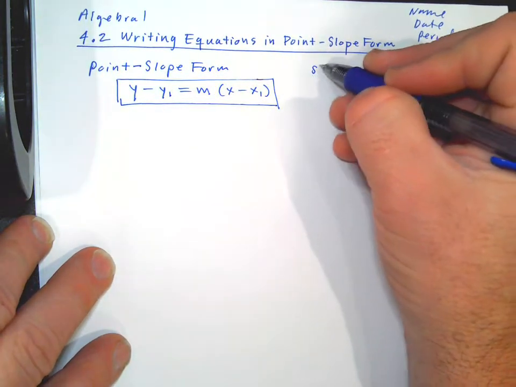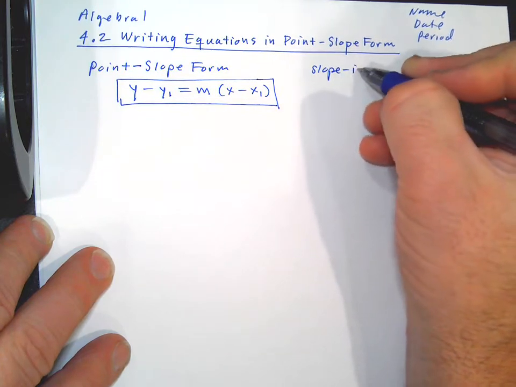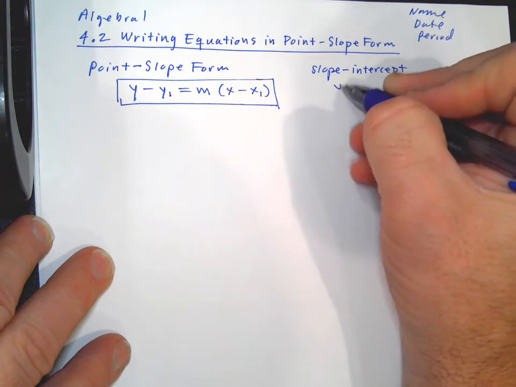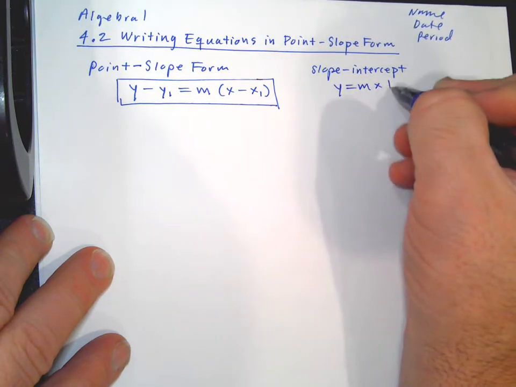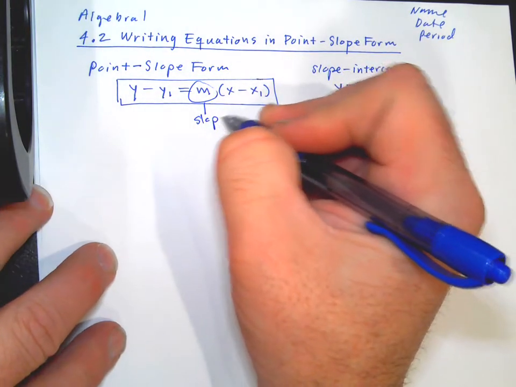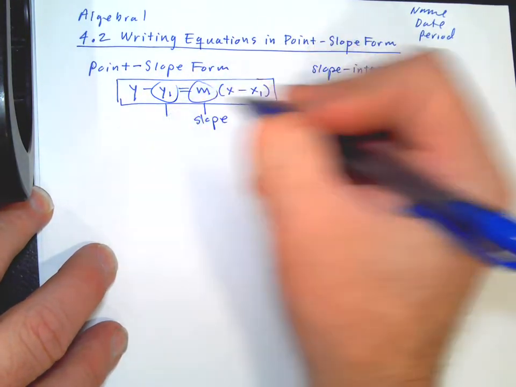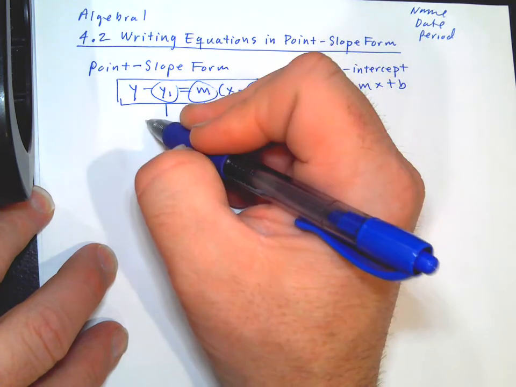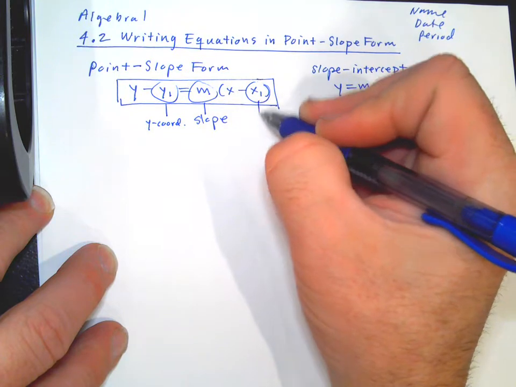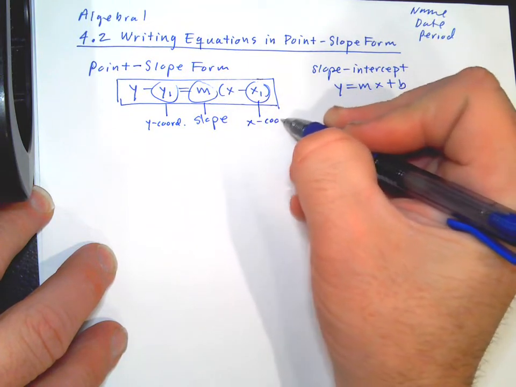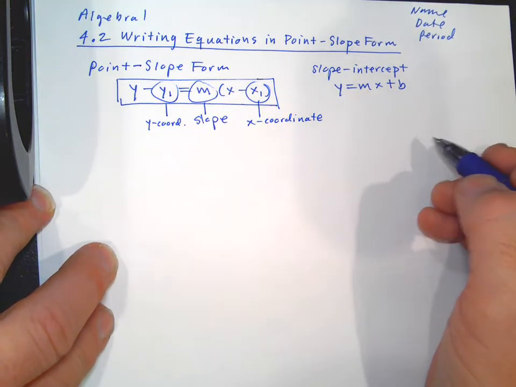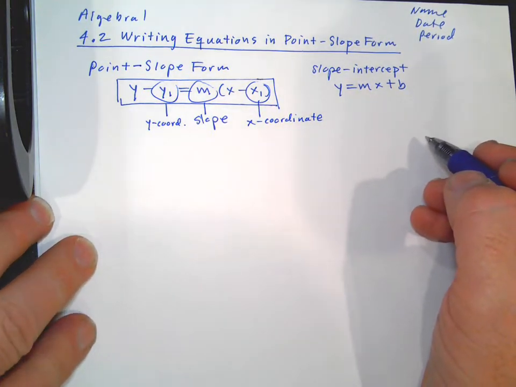We've been doing slope intercept, which we will continue to use for some of the problems today. Slope intercept is y equals mx plus b. So you'll notice that they both have a slope. But this has an x1 and a y1. So this is the y coordinate of a point that you know. And this is the x coordinate of a point that you know. So that's what we're going to be going for.